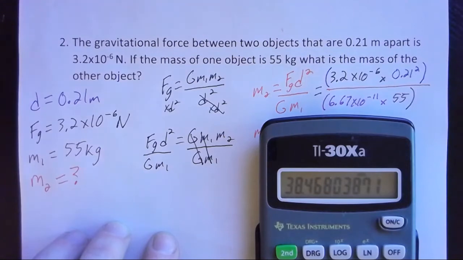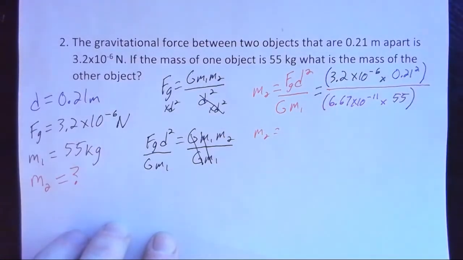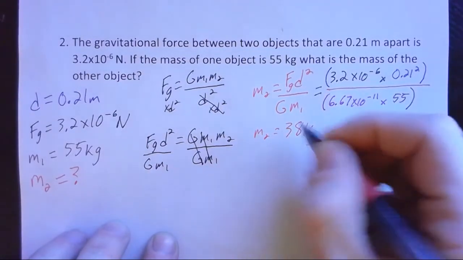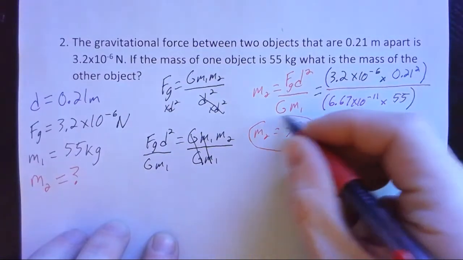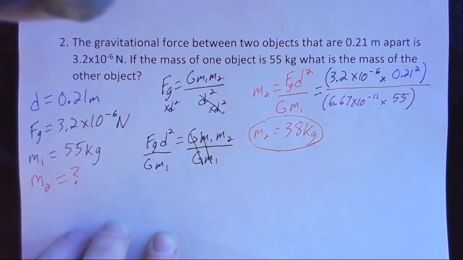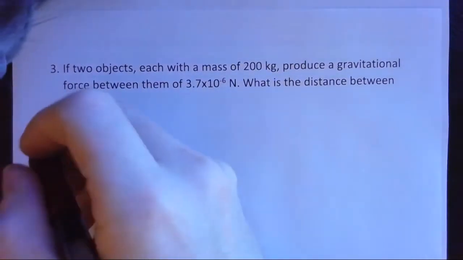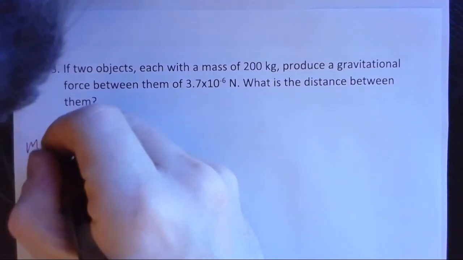Once finished, you'll see that the answer is 38.468 kilograms. However, we'll round this value to just 38 kilograms based on the number of significant digits in our original problem. Our last question says, if two objects, each with a mass of 200 kilograms, produce a gravitational force between them of 3.7 times 10 to the negative 6 newtons, what is the distance between them?